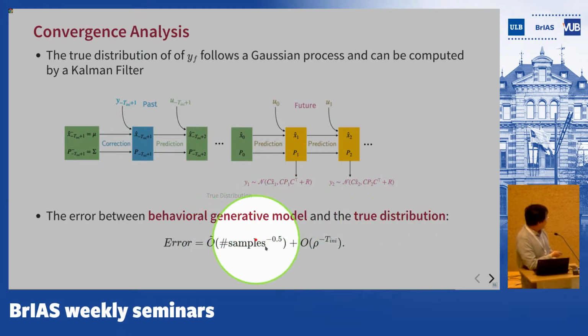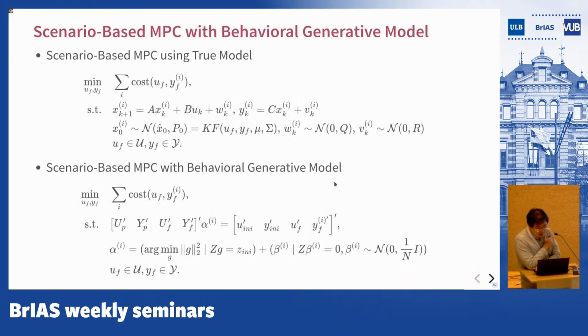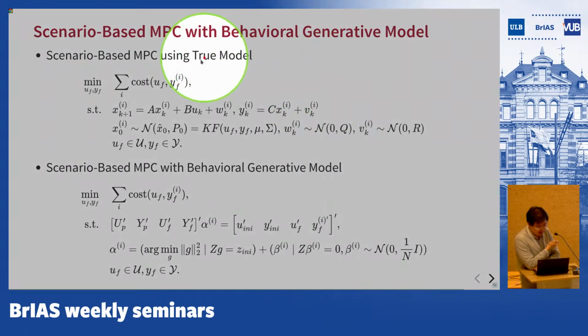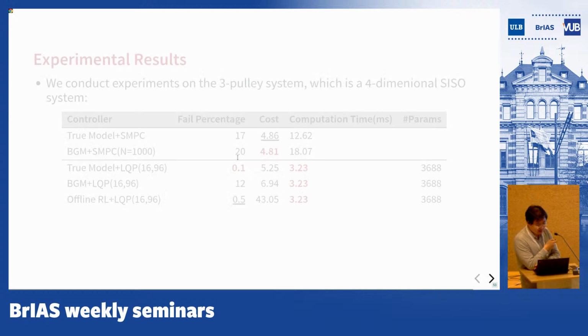Here you take the square root of the number of samples, because this is somehow related to the central limit theorem. You usually have something like this, and it depends on the look-back distance. And you can create a model for MPC, using, instead of this parametric model, the so-called behavior model we propose, and you can do the same MPC.